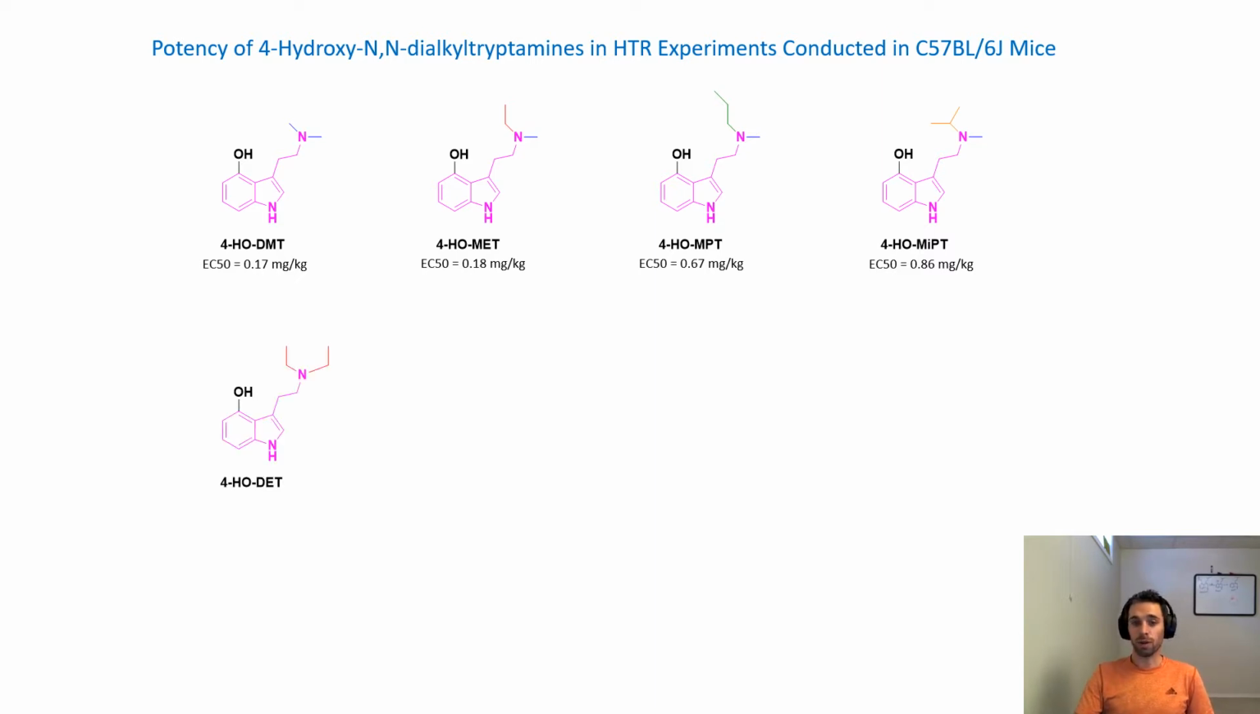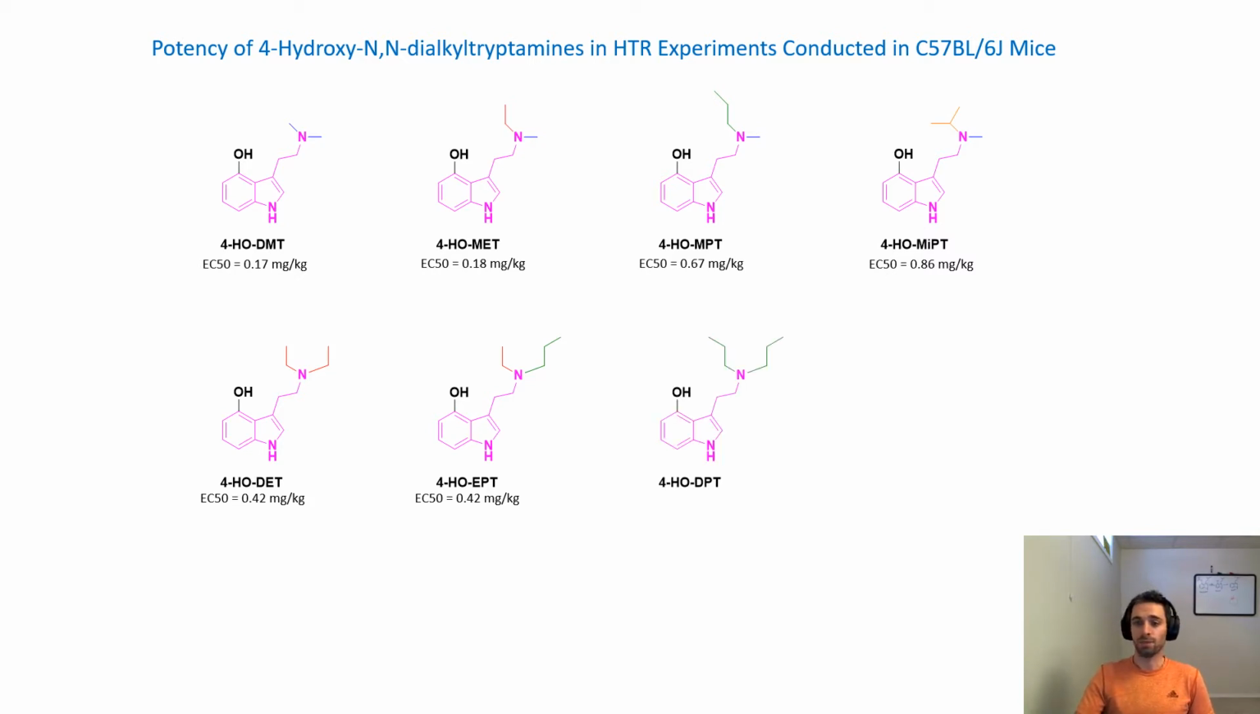If we then take the two methyl groups, change them to two ethyl groups, the potency decreases by about a factor of 2 by the EC50. If we change one of those ethyl groups to a propyl group, the potency stays the same. I thought it would increase just a little bit, due to the fact that 4-HO-DMT and 4-HO-MET show different EC50 values when we change the methyl to an ethyl group.